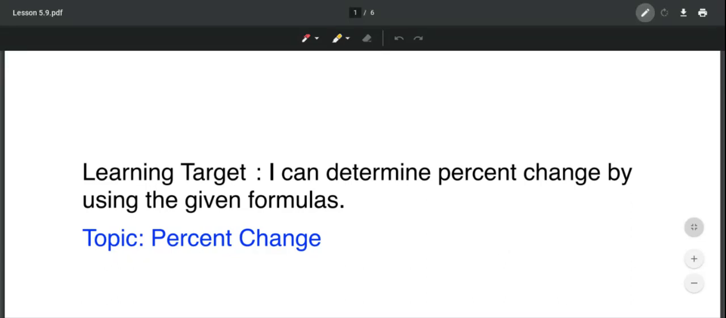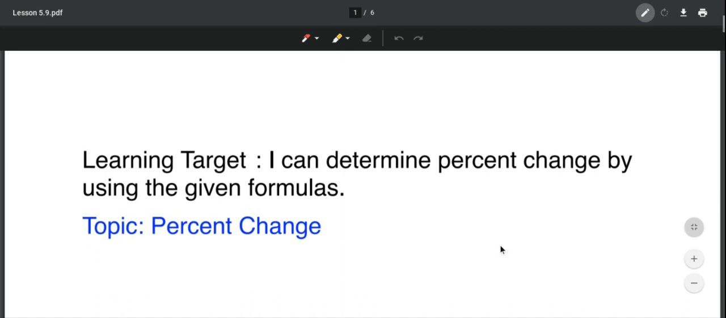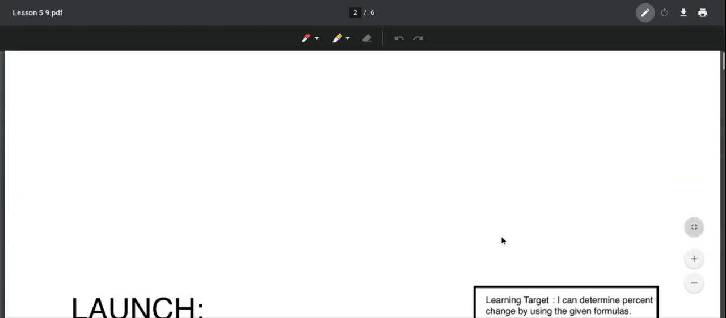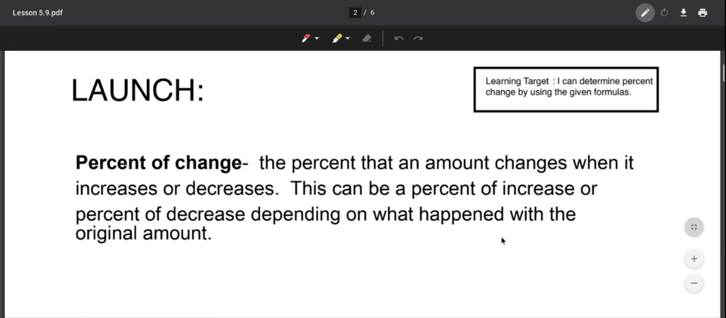Hello, boys and girls. In lesson 5.9, we will determine percent of change by using the given formulas. So let's begin by asking ourselves, what is percent of change? Percent of change is the percent that an amount changes when it either increases or decreases. This can be a percent of increase or a percent of decrease, depending on what happened with the original number.